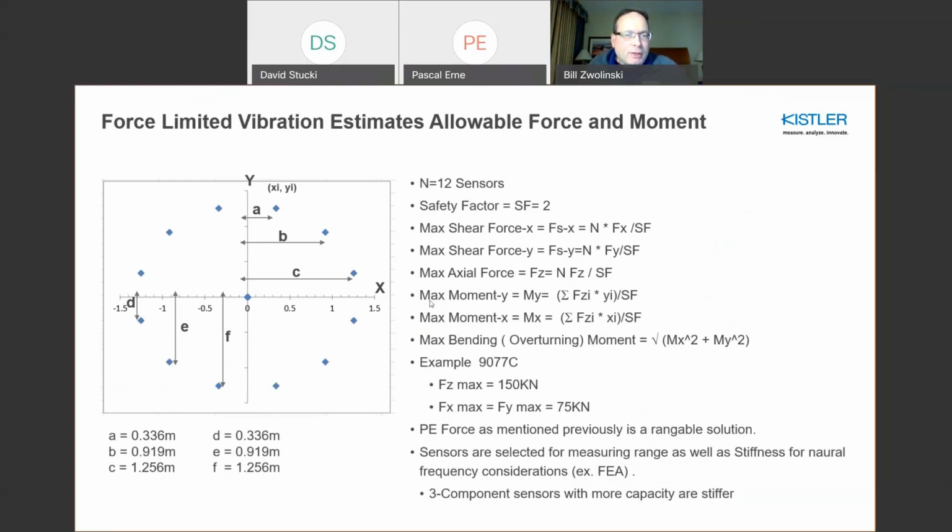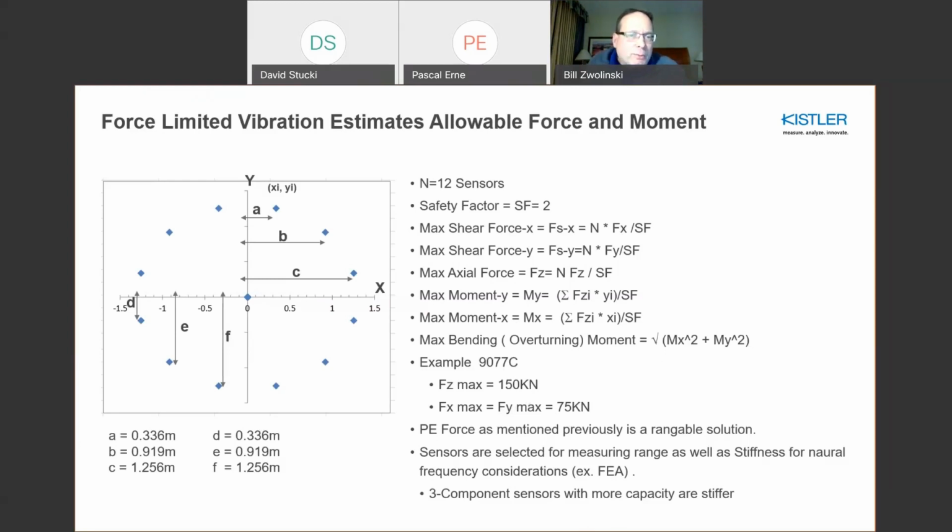And you can do the same thing with moments, and certainly overturning moments as well, just to get an overview of what a specific design might give you as an initial calculation. Actually, with PE force sensors, it's a rangeable solution, as mentioned before, and certainly the stiffnesses of sensors increase as capacity increases.